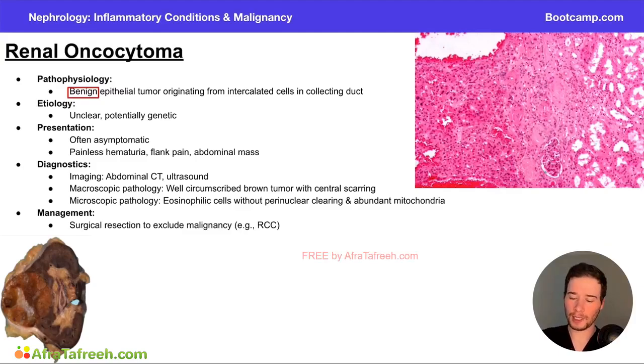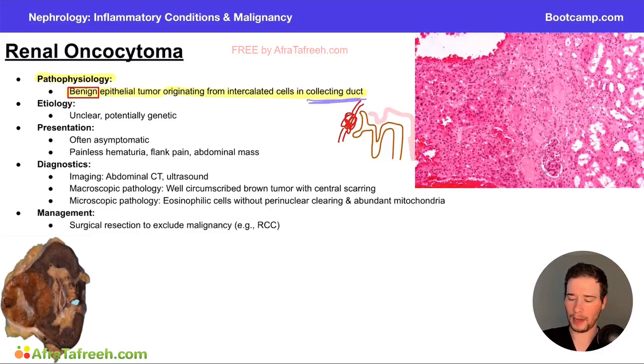So if we draw our attention to the pathophysiology here, we hit on some of the main points. We said this is benign. It's an epithelial tumor originating from the intercalated cells in the collecting duct most commonly. And recall, our collecting duct is the last portion of the nephron, right? It goes through the proximal convoluted tubule, goes through the loop of Henle, the distal convoluted tubule, and down through the collecting duct. So I'm highlighting that here in purple.